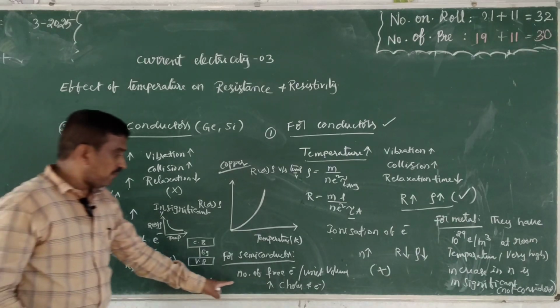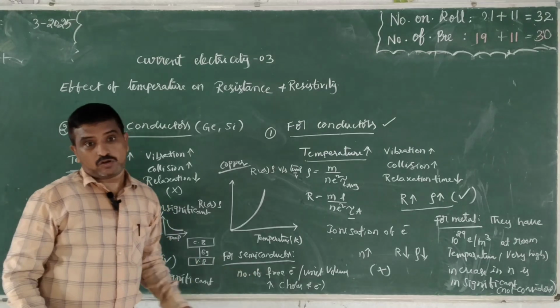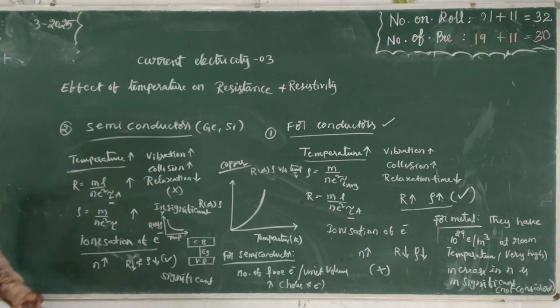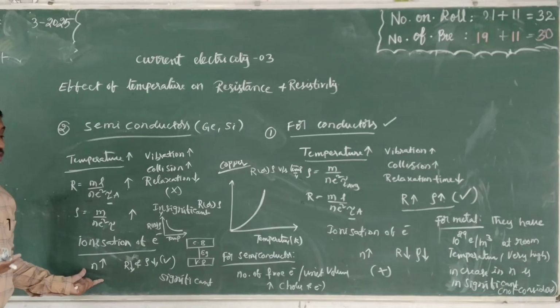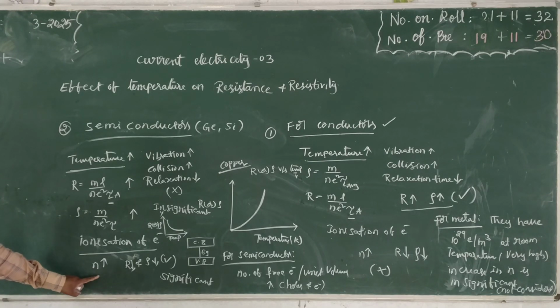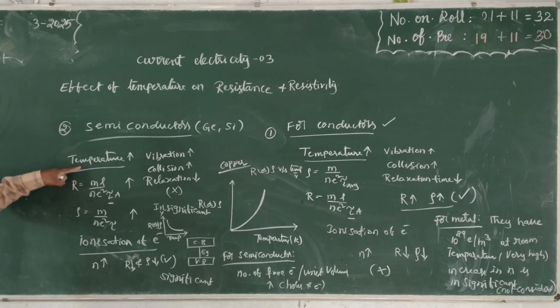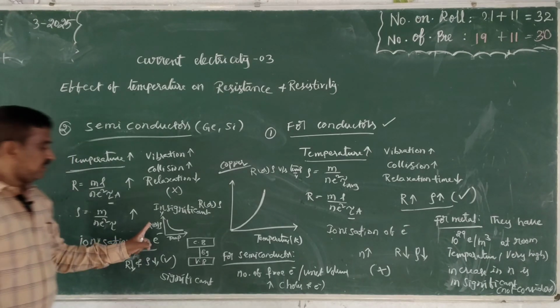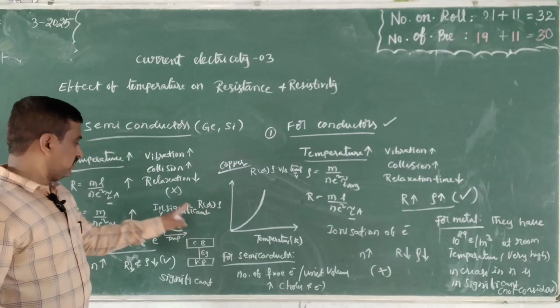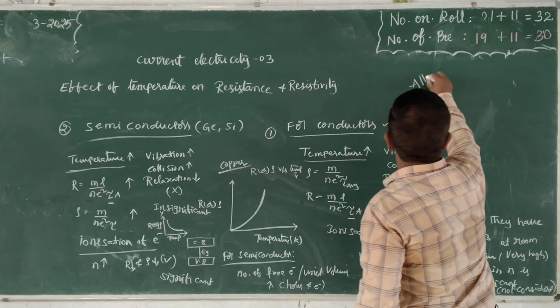Why? Because the number of free charges per unit volume increases extremely, because holes and electrons both participate in conduction. That's why the N value increases more than the decrease of relaxation time. That's why the N value dominates relaxation time in semiconductors when temperature increases, so resistance and resistivity decrease. This is the graph.